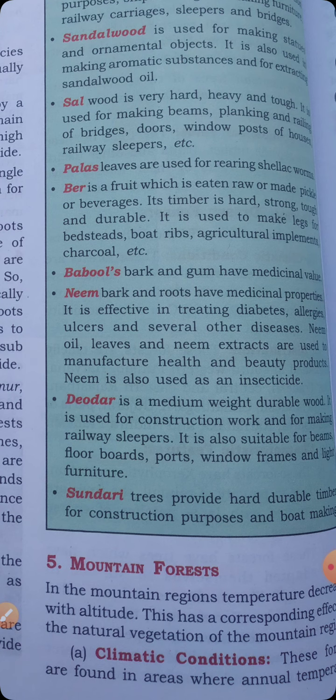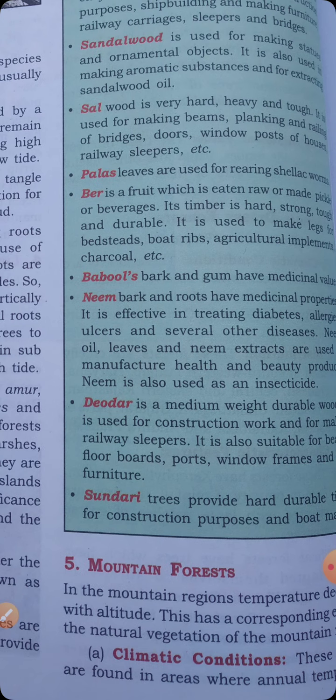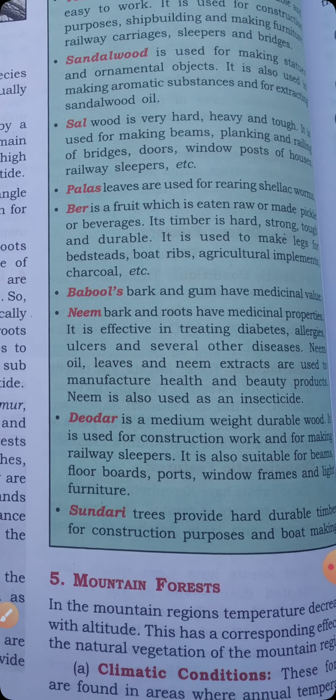Neem. We have a neem tree in our school ground also, or assembly ground also. We can see it daily. Neem bark and roots have medicinal properties. It is effective in treating diabetes, allergies, ulcers, and several other diseases. Neem oil, leaves, and neem extract are used to manufacture health and beauty products. Neem is also used in insecticides.